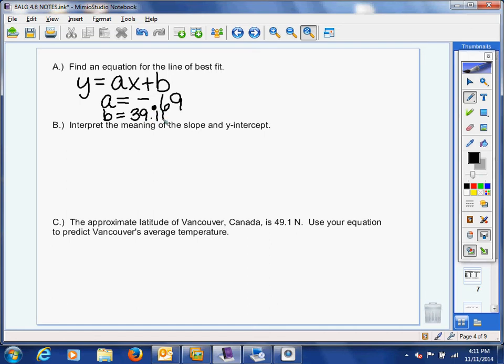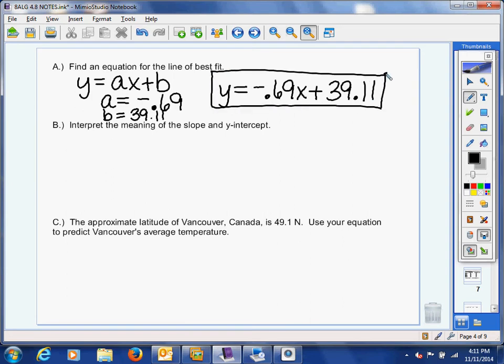Awesome, that looks great. So let's just go ahead and write the equation, inserting negative 0.69 for the A and 39.11 for the B. And there's your equation. That looks great, okay? We need that equation because later on down the page, they're going to ask us to use the equation to predict the temperature of Vancouver, Canada. So we're going to get to that a little bit later. Let's look at B now.